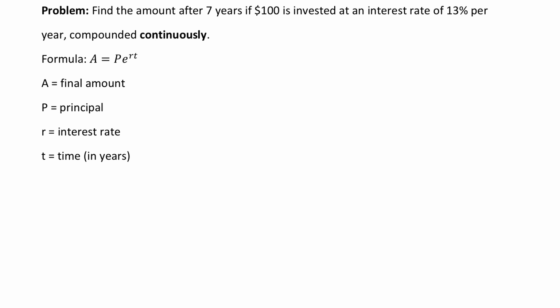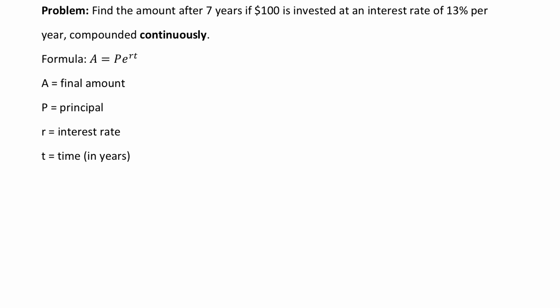Now this question is a little different than the other ones. We're given the equation and we're explained what each piece does, but we're asked to then plug in the values and calculate. So we're told that we have 7 years, we're going to invest $100, the interest rate is 13%, and it's compounded continuously. The formula will be A equals P e to the RT. A is the final amount, P is the principal, R is the interest rate, and T is the time.